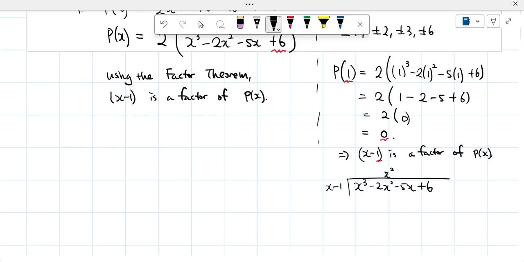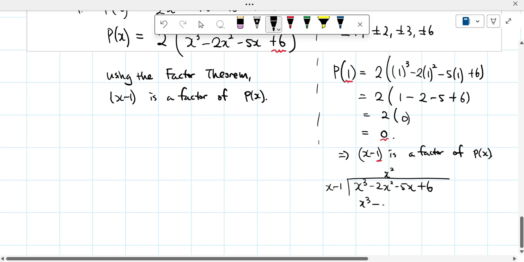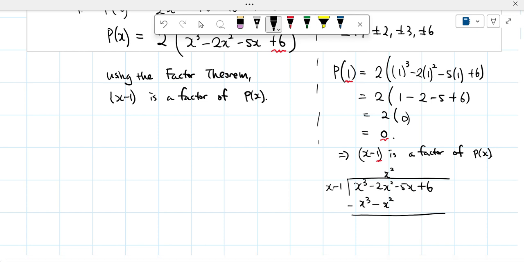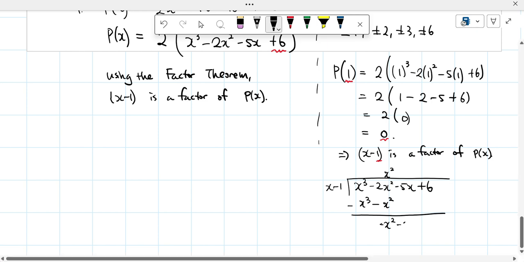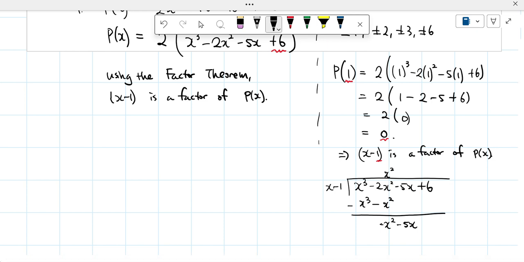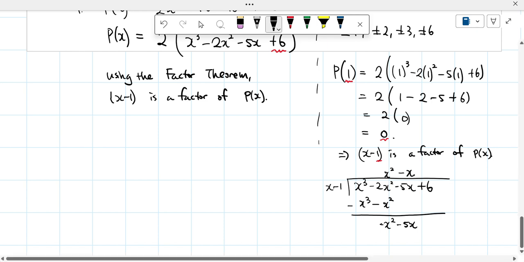After you write that, we multiply x squared by x minus 1: x cubed minus x squared. And then do subtraction. x cubed minus x cubed is 0. Negative 2x squared minus negative x squared is negative 2x squared plus x squared, so that's negative x squared. We bring down the minus 5x below. Now let's ask the question again. How many times does x go into negative x squared? It goes into negative x squared negative x times.